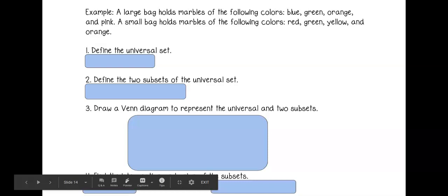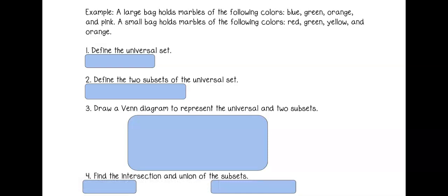All right, we're looking at set theory. I wanted to run through this example and talk a little bit about some of the notation and give examples of things in context. A large bag holds marbles of the following colors: blue, green, orange, and pink. A small bag holds marbles of the following colors: red, green, yellow, and orange. Define the universal set.